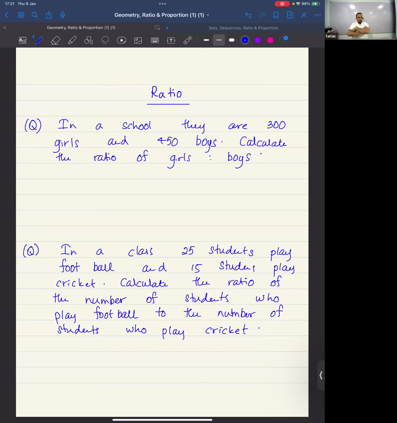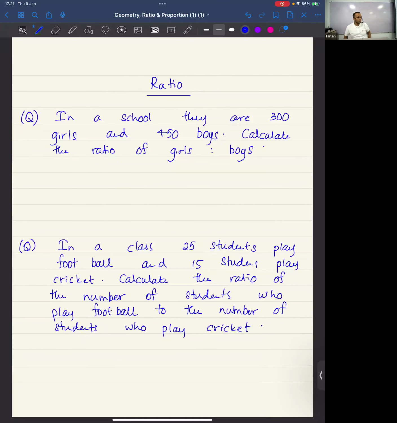In a school, there are 300 girls and 450 boys. Calculate the ratio of girls to boys.